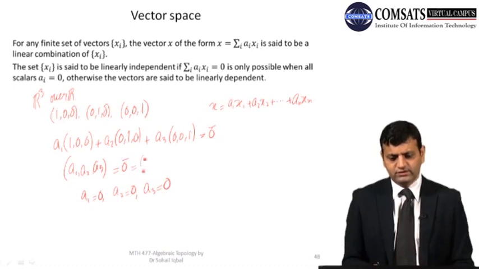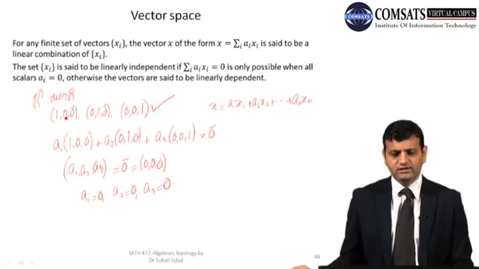So this 0 vector is (0, 0, 0). So two vectors are same if their corresponding coefficients are same in this case. So a1 is 0, a2 is 0 and a3 is 0. So we can say that these three elements are linearly independent.